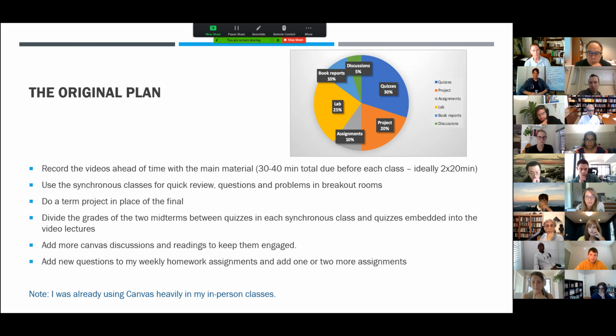Divide the grades of the 2 midterms between lots of quizzes, both within the synchronous class and quizzes embedded in the video lectures. They also have reports to do from a book that they read. I give them a little grade for discussions, and they have the lab session that's completely separate. And then they have the regular assignments that they had before too. I was planning to add more discussion in Canvas and keep the readings to keep them engaged, keep the assignments very timed, and maybe add one or more extra assignments. Disclaimer: I was already using Canvas extensively before, so my Canvas was already set up.